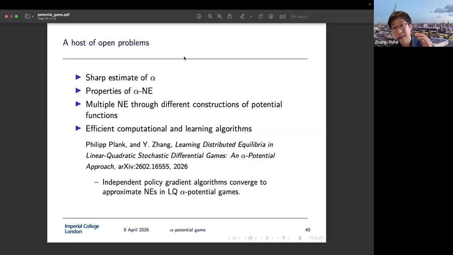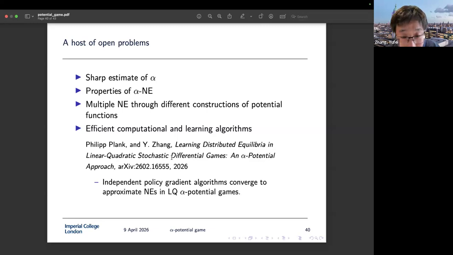And in this case, you may still have multiple minimizers of the corresponding potential function, and then you have multiple Nash equilibria. And how, through different construction, does the quality or the performance of a particular Nash equilibrium depend on the corresponding alpha potential function? It's an interesting question, and I think it is worthwhile to explore.